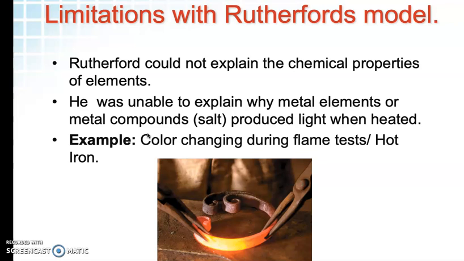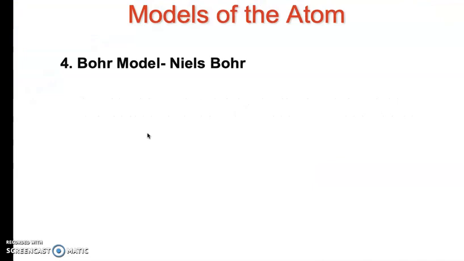So, for example, what I'm talking about is if you take a piece of iron, you get it red hot. Where is that red hot color coming from? And then you can get it even hotter, which is white hot. That's basically right before iron turns into a liquid. Okay, now we're going to look at the next model. It's called Bohr's model.